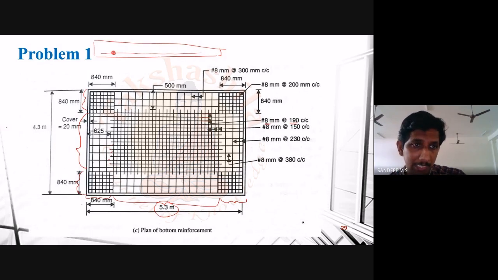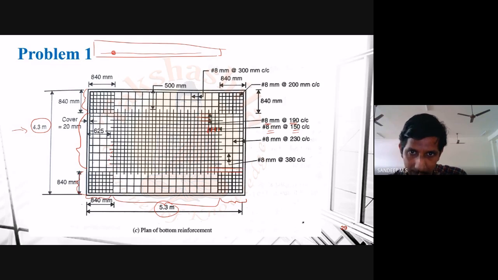And when we designed with respect to this Lx direction, we obtained it as 8 millimeter at 150 mm. So that is what they have shown here, this one and this one. Okay, so what happened at the edge strip? Let's take the case of Ly direction. We have 8 mm bars at 190 mm center to center spacing in the middle strip. But if you observe here, you can see that this first reinforcement is actually spanning through the edge strip at the bottom part. Okay, this one is your first reinforcement.